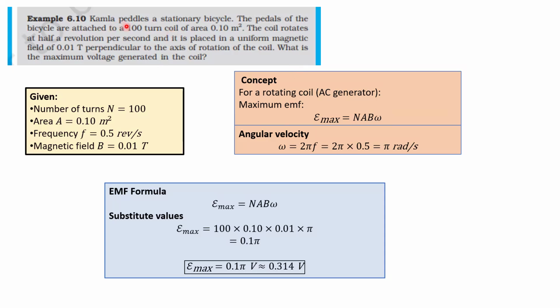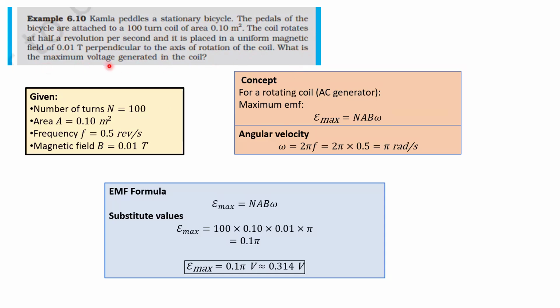Kamla pedals a stationary bicycle. The pedals of the bicycle are attached to a 100-turn coil of area 0.1 meter square. The coil rotates at half a revolution per second and it is placed in a uniform magnetic field of 0.01 Tesla perpendicular to the axis of rotation of the coil.